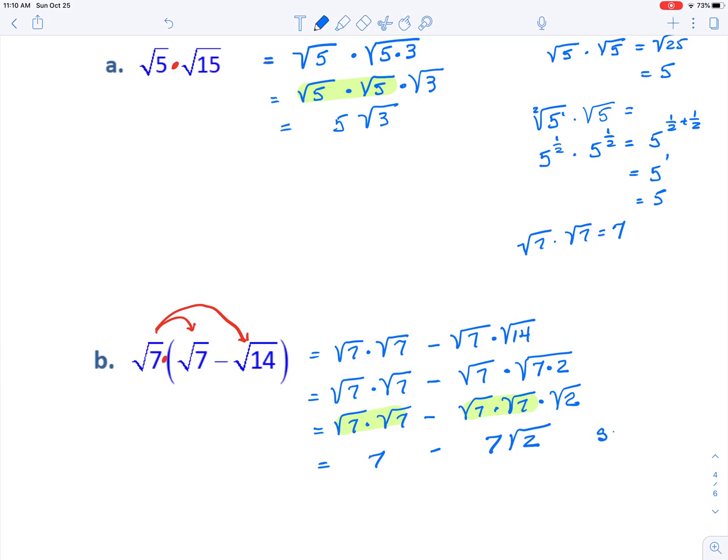And you're going to stop right there because these terms are not alike. One has the square root of 2 on the end, and the other one does not have a radical expression at all. So in algebra, this would be 7 minus 7k. And those are not like terms, and so you don't combine them. You just stop right there.